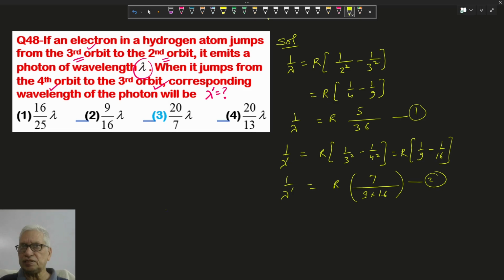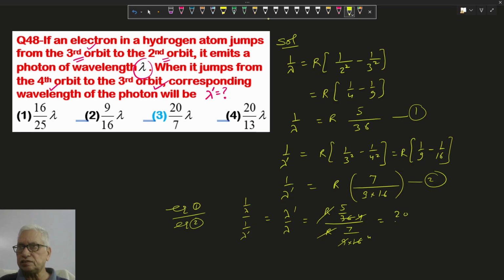If we divide equation 1 by 2, we get lambda dash upon lambda equals (5 by 36) R upon (7 by 9) into 10. The R also cancels out, and 5 into 4 gives 20 divided by 7. So lambda dash will be 20 divided by 7 lambda. Option 3 is correct.